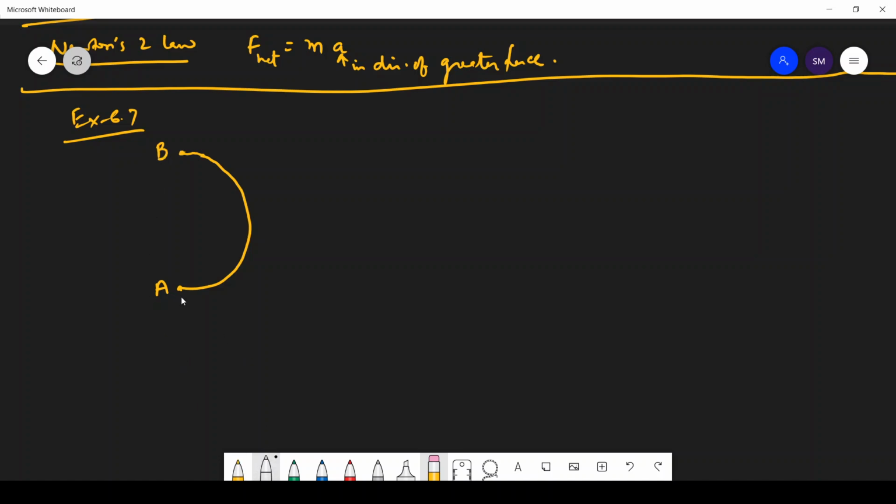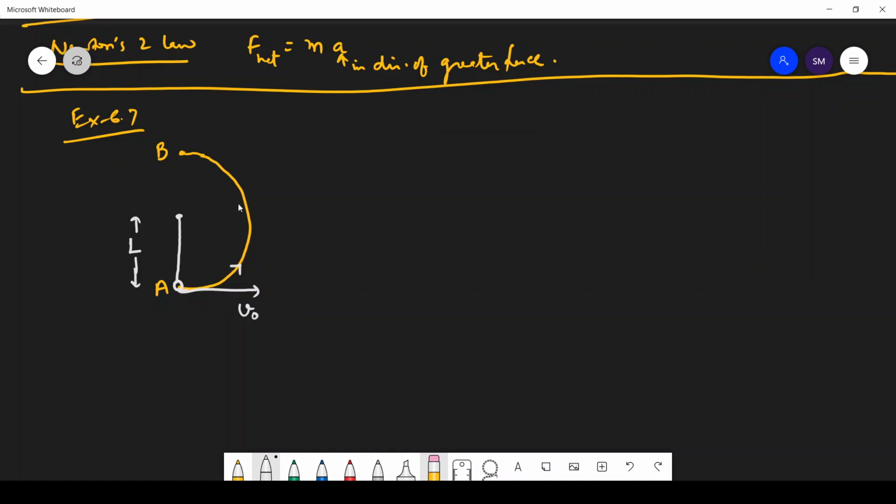Now I have a bob of mass m, which is suspended by a light string of length L. So this is the bob here, and this is the length of the string it is attached with, so this length L of the string, and it is imparted a horizontal velocity v0 at the lowest point A. So this is the v0 velocity, which is tangential, right, in the circular motion.